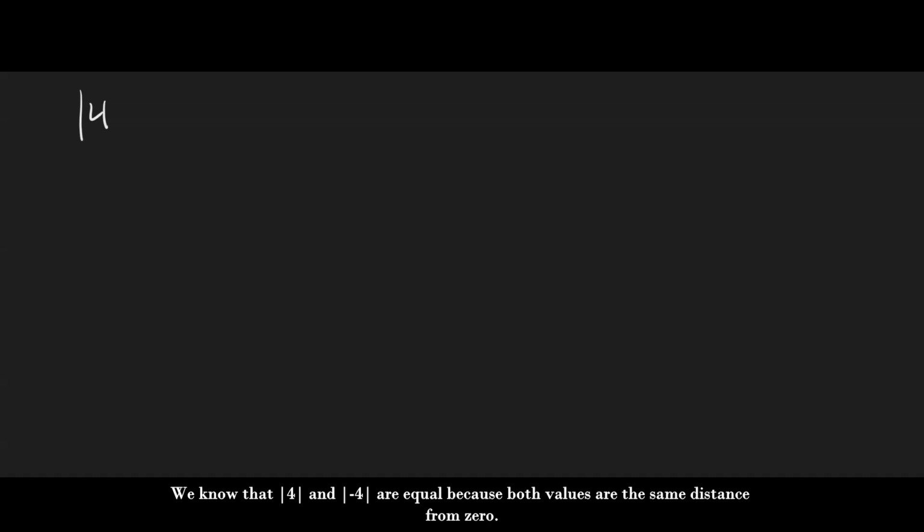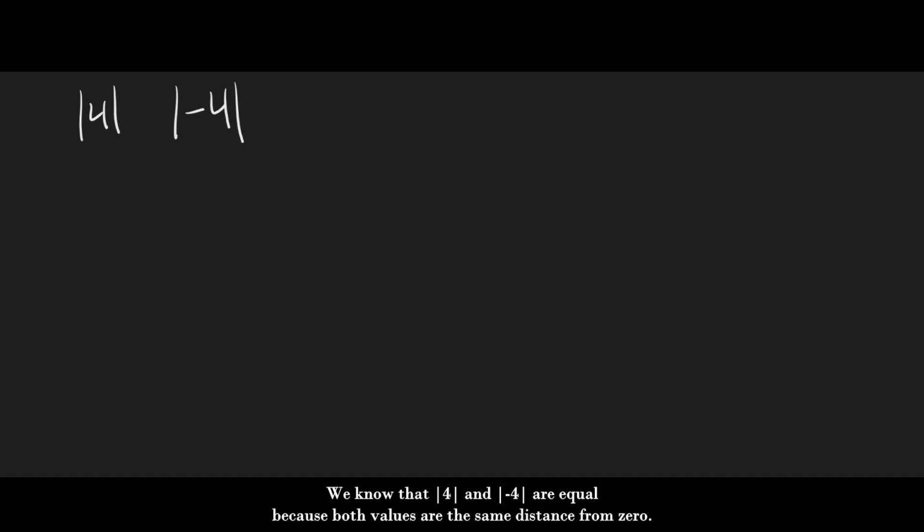Recall back when we learned that the absolute value of a number is simply its distance from 0. We're going to apply this idea to equations now. We know that the absolute value of 4 and the absolute value of -4 are equal because both values are the same distance from 0.